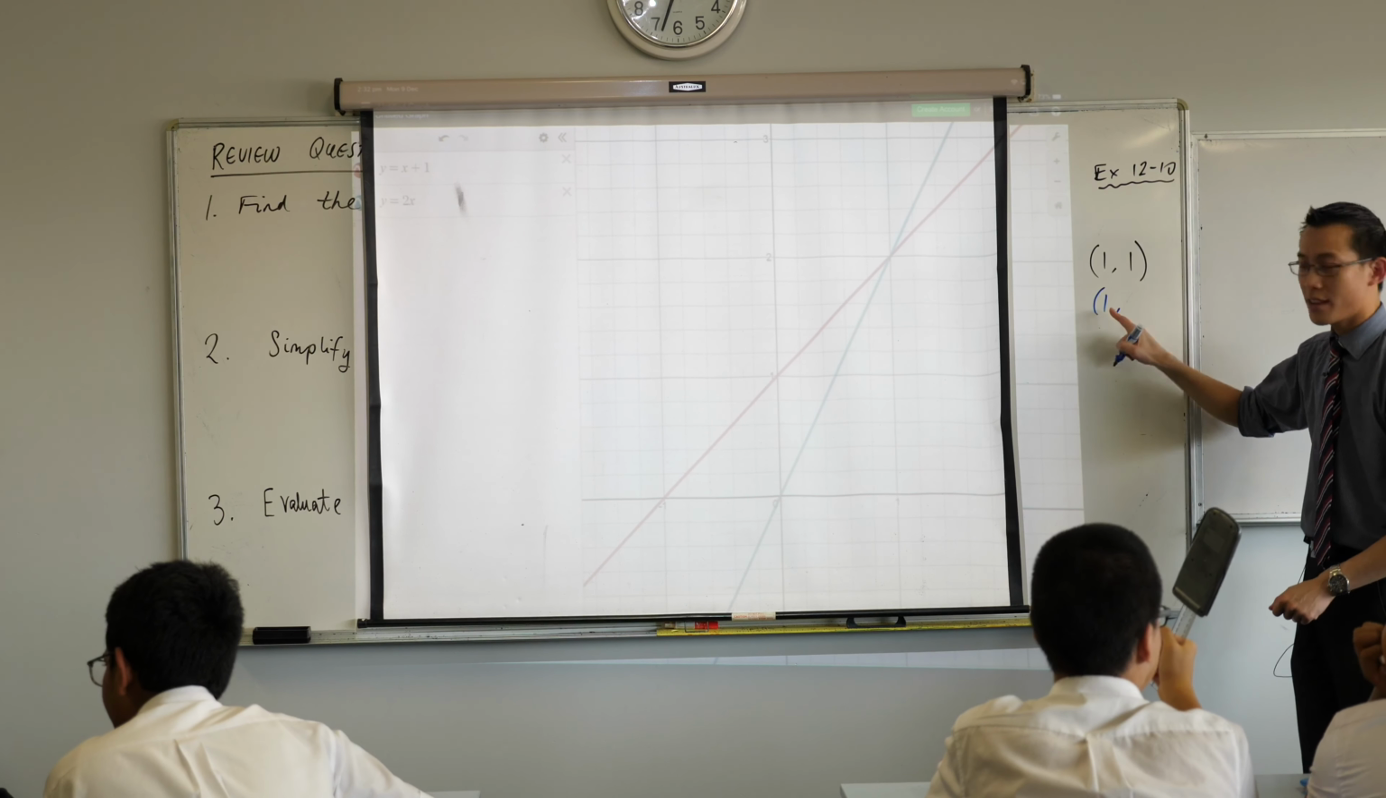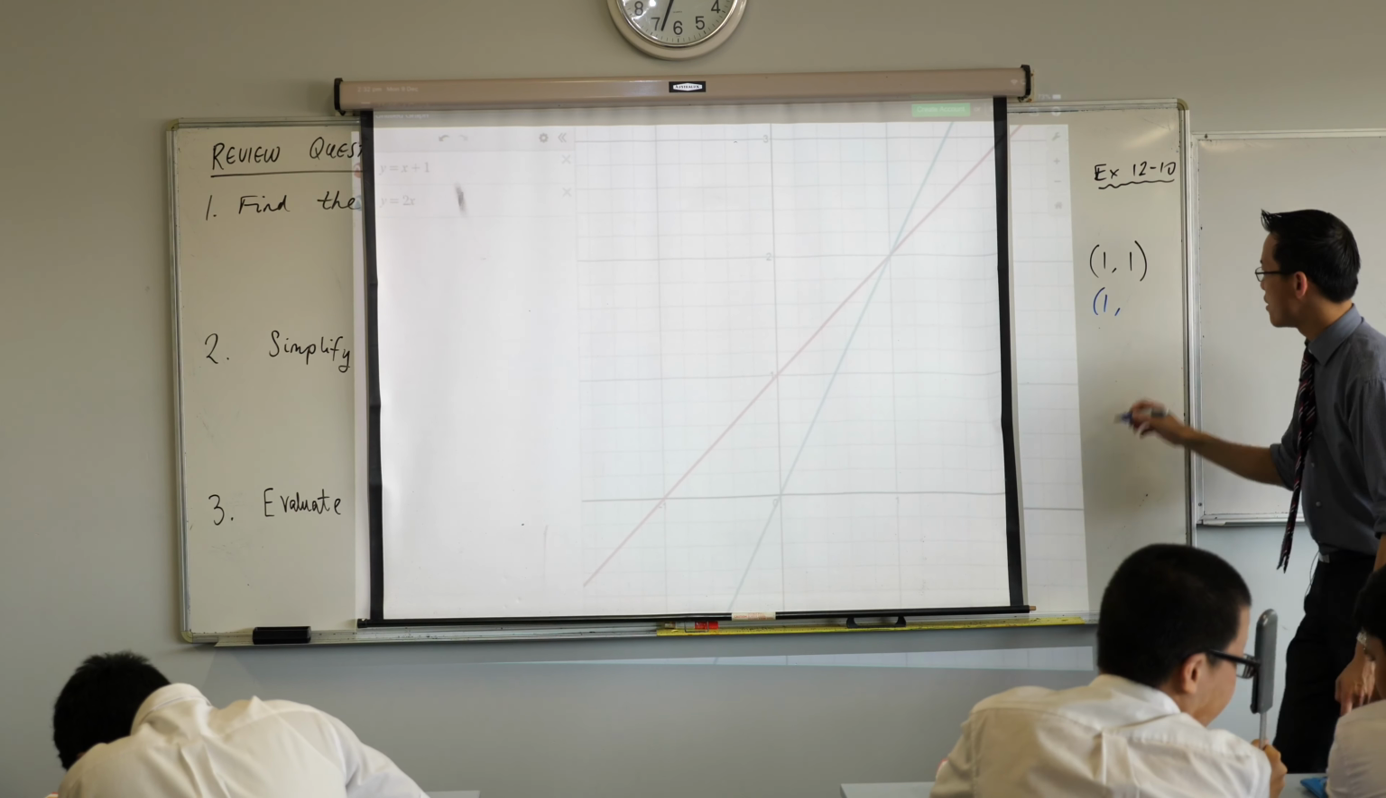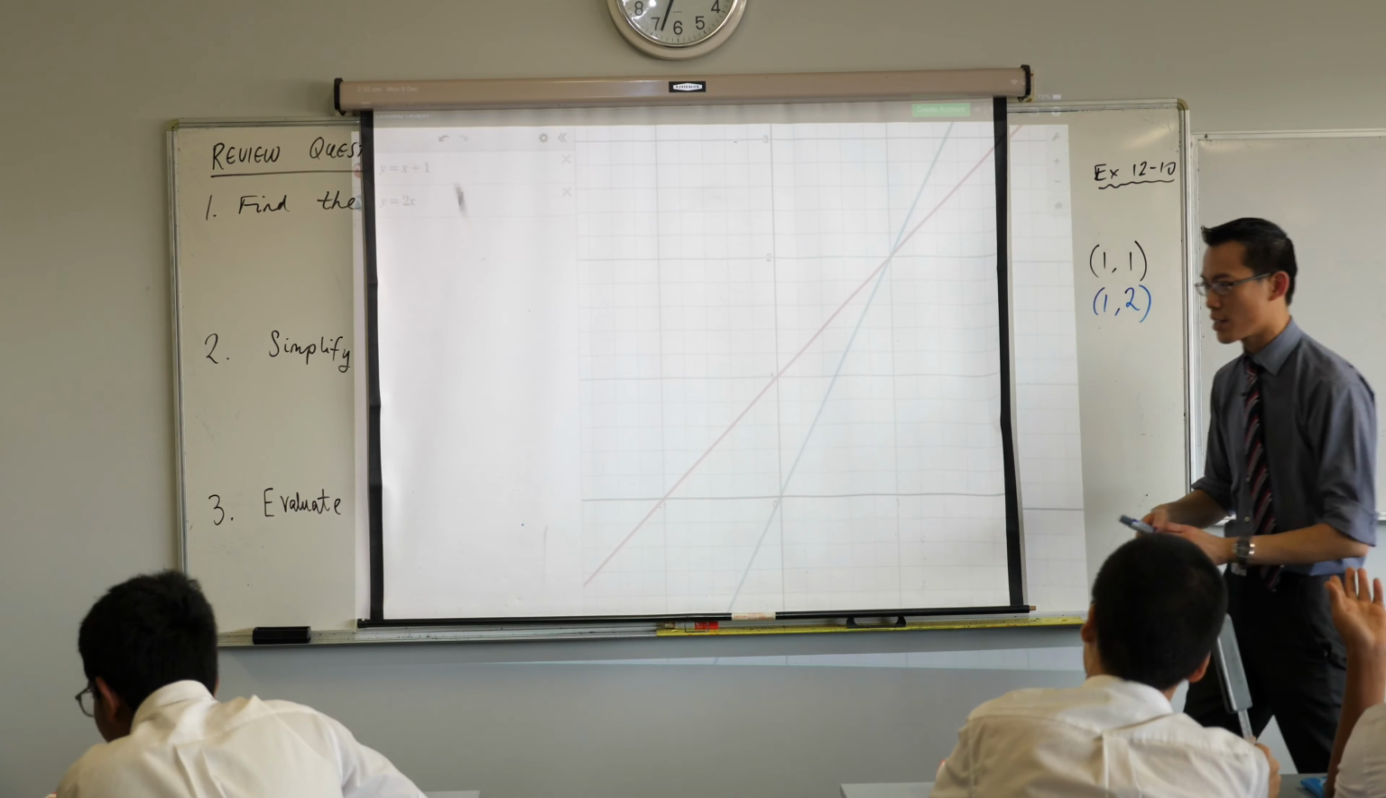1, 2. Very good. Again, the first value is the x, which is horizontal. There's the 1, which we can see up there. And your second value is the 2. Okay, now here's what I'd like you to do.